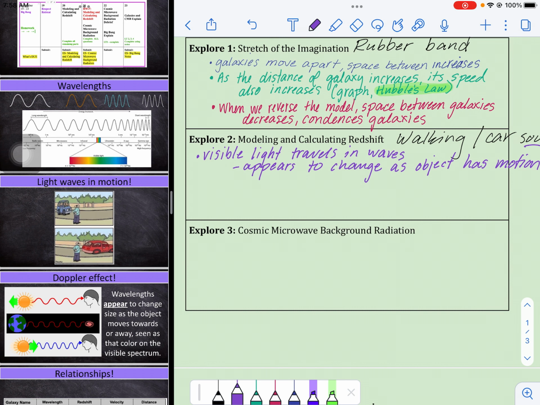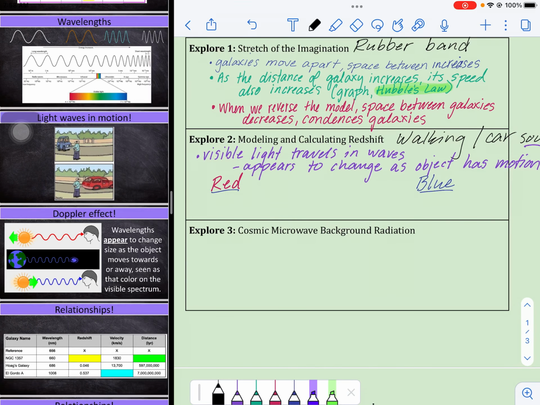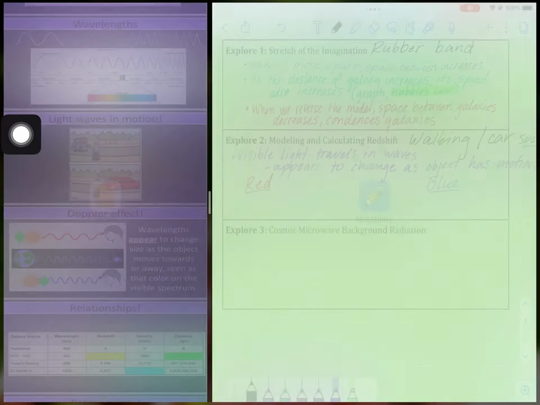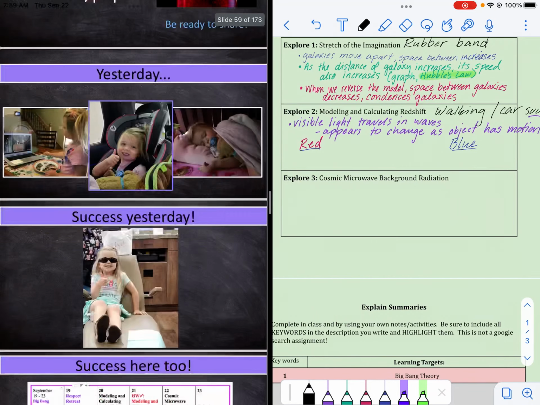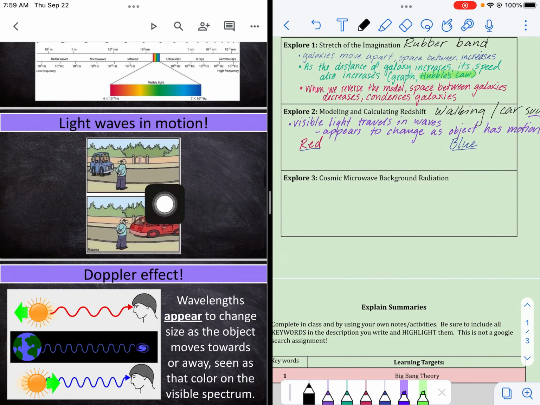So rather than continuing on with sound, we switched our thinking over to light, and we were looking at the differences in the red wavelengths compared to the blue wavelengths. And so we should have a couple characteristics that we can figure out really looking at this picture. Our picture here, light waves in motion, is a great visual review of what's going on with redshift and motion of objects.